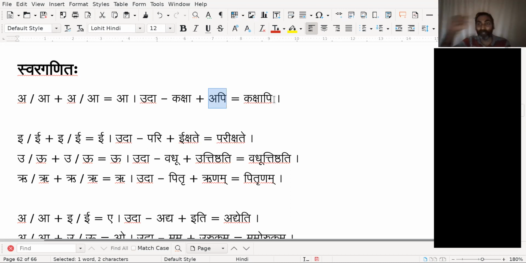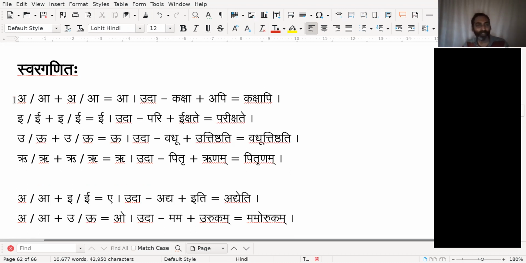So again, obviously you'll have to open up all the letters. Then only you'll be able to see that this akara and akara here gets replaced by akara. Okay, so that's how kakshapi. So similarly, there is another example. So these four are very similar.